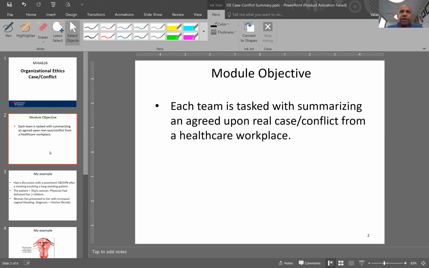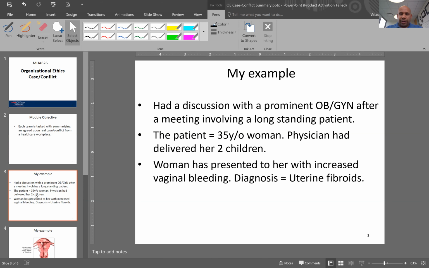This is a conflict that you've either been involved in individually or you were a witness to. So certainly you don't have to share all kinds of sensitive data. It's really the big picture of the conflict that you and your team are going to be working on. So let me share my example that I consistently use as an organizational ethics case and conflict to give you a sense.